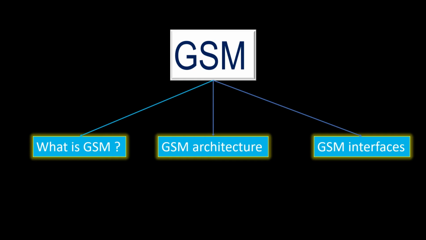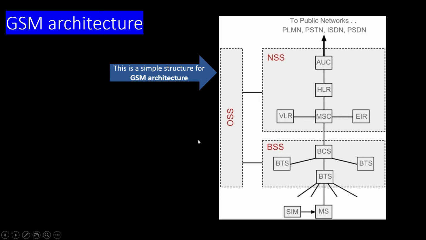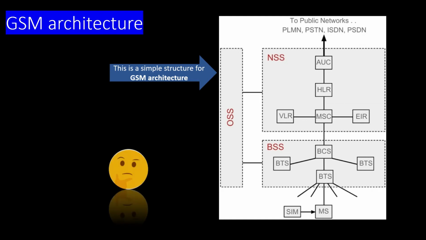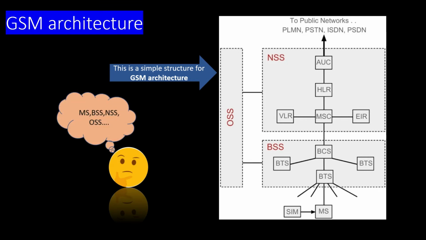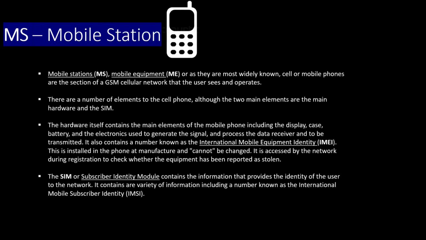Secondly, I am going to describe GSM architecture. This is a simple structure of GSM architecture. This overview might be difficult to understand for those who are new to this lesson. You will be wondering what MS, BSS, NSS and OSS are. There are four main subsystems in GSM and I will explain them one by one in four steps. Okay, let's start the first step.